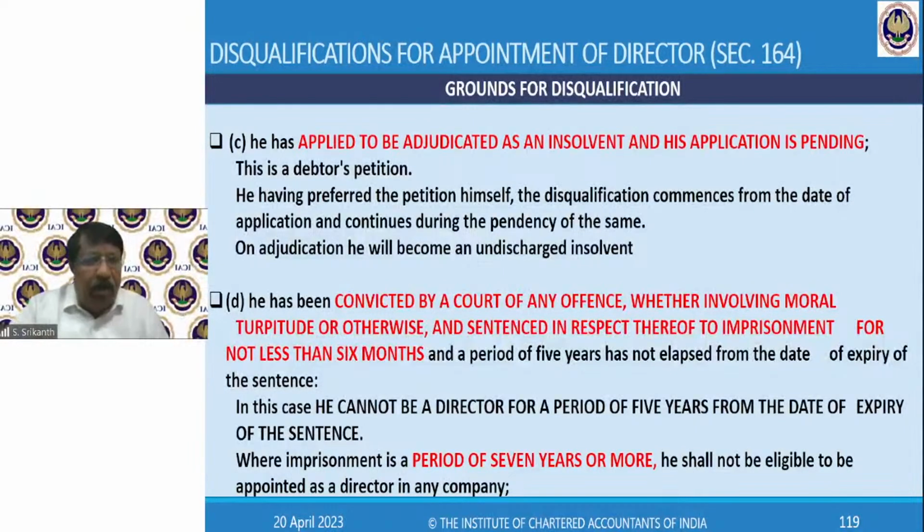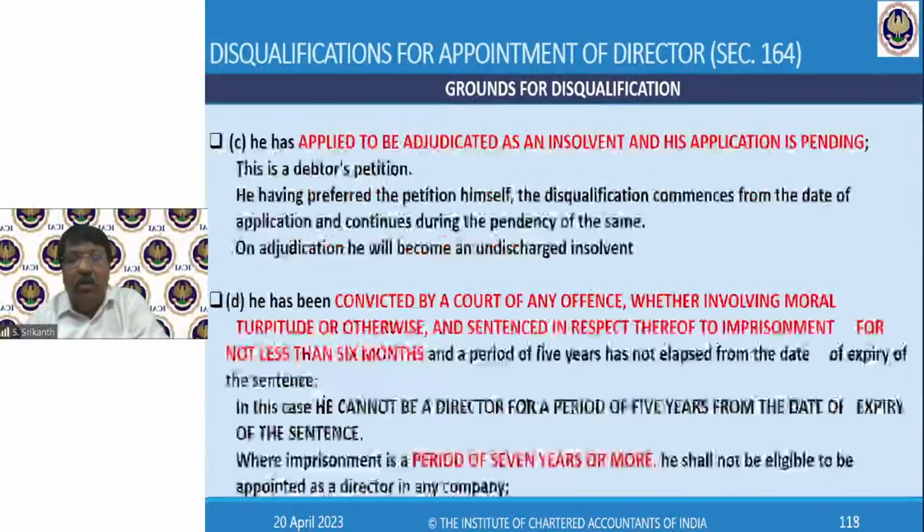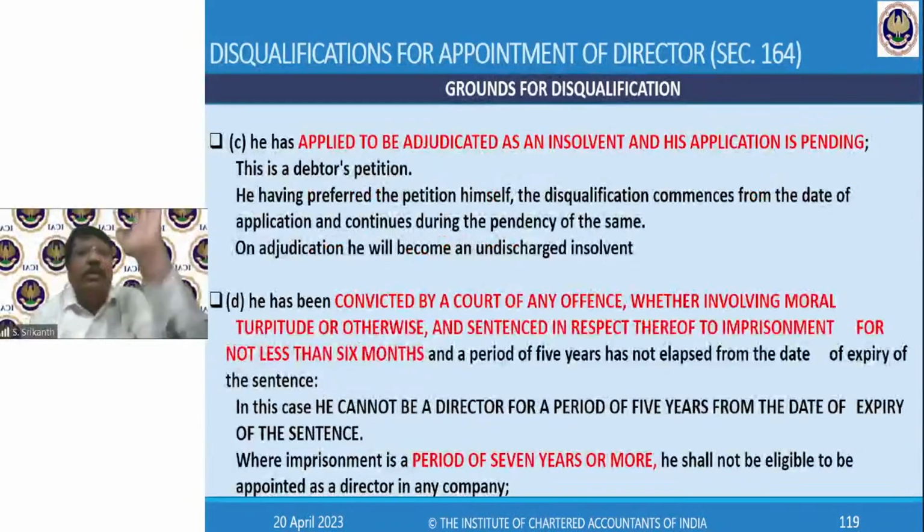He has applied to be adjudicated and his application is pending. This is a debtor's petition, meaning the debtor himself is filing. He says, I am insolvent. So why adjudication after that? He himself has accepted. So, having preferred the petition himself, the disqualification commences from the date of application and continues during the pendency of the same. On adjudication, what will happen? He will become an undischarged insolvent. That's all. Till he is discharged, he will be disqualified.